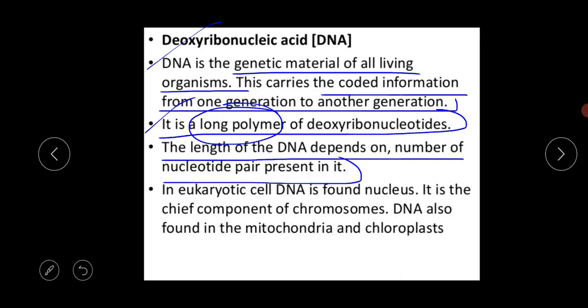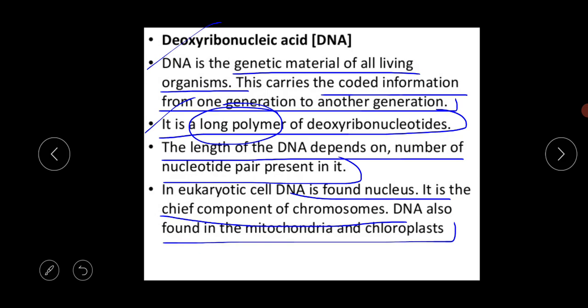The next thing is that in the eukaryotic cell, DNA is found in the nucleus. It is the chief component of the chromosome. Among the cell organelles, the nucleus is the main site of the DNA. It is the chief component of the chromosomes, and DNA is also found in the mitochondria and the chloroplast.